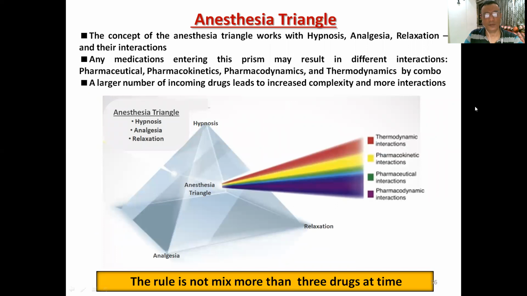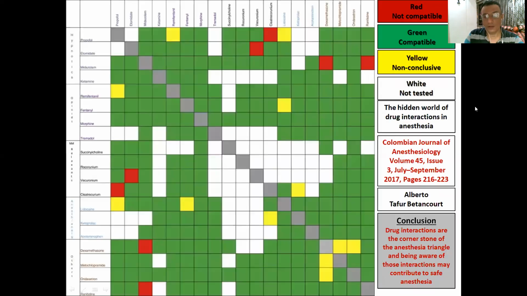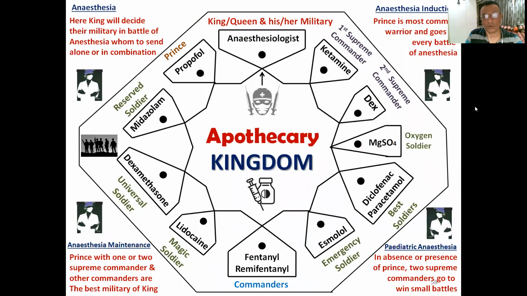The concept of the anesthesia triangle we studied in our MD anesthesia program. It has hypnosis, analgesia, and relaxation. Whatever drugs enter this prism have pharmaceutical, pharmacokinetic, and pharmacodynamic mechanisms. This is a very beautiful chart given in a journal showing which drugs can be combined with which drugs. Green is compatible, red is not compatible, white is not tested, and yellow is non-conclusive.